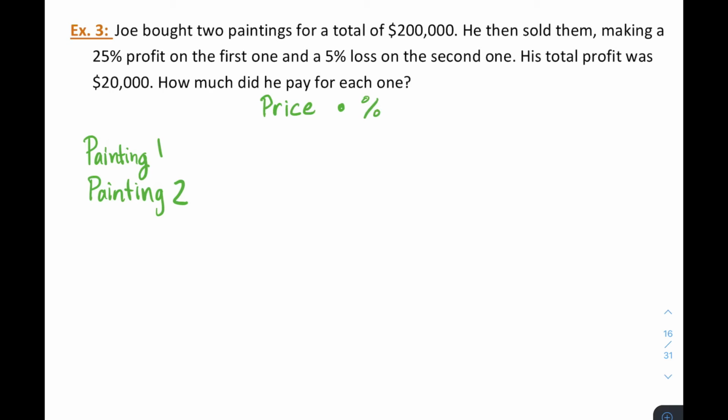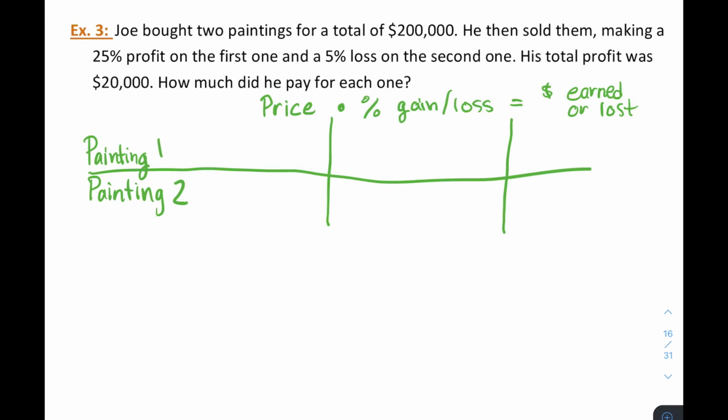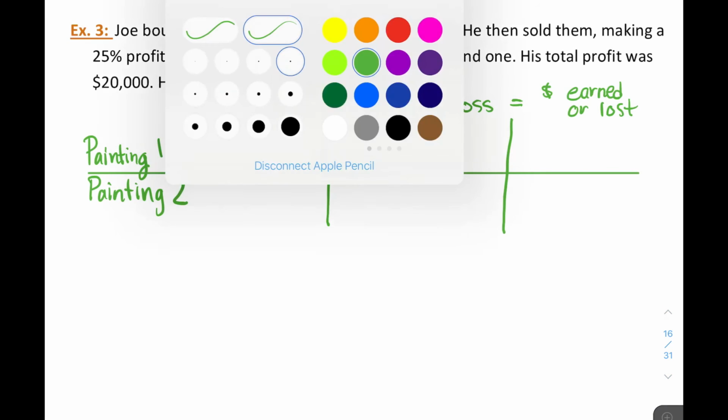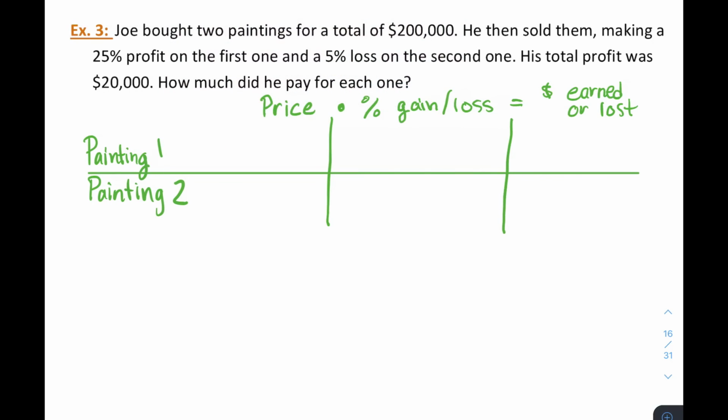So if you think about it, if I take the price that I paid for each painting times the percentage of gain or loss, that's going to give me the amount of money that I earned or lost on each painting. So like if I bought a painting for $10,000, I gained 50% when I sold it, then that means that I made a gain of 50% times $10,000, $5,000.